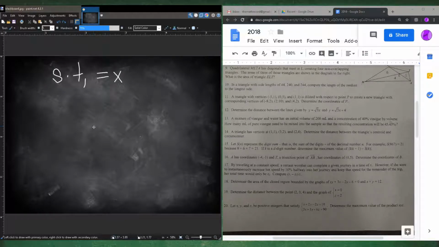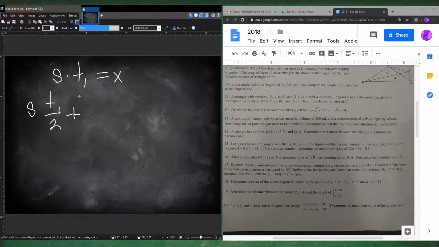Okay. Now for the second sentence, however, if she were to instantaneously increase her speed 10% halfway. So for the first half, she was traveling at original speed. So it's s times t1 divided by 2, right? Because it's halfway. So if you divide this by 2, that means this has to be divided by 2. So you had to travel half the distance. Because you're not changing the speed, you're changing the time. So you change the time to half. That means you travel half the distance.